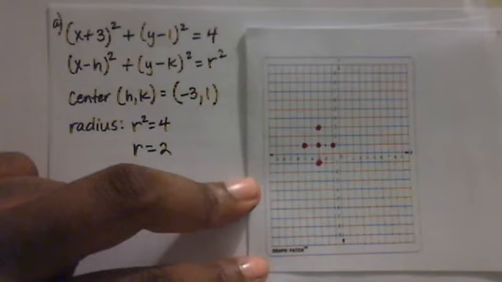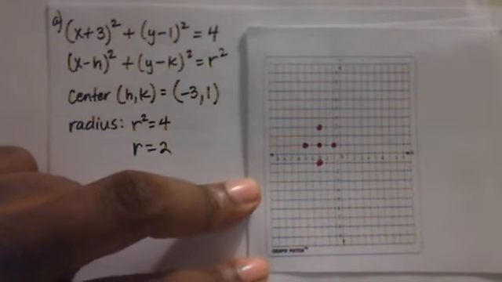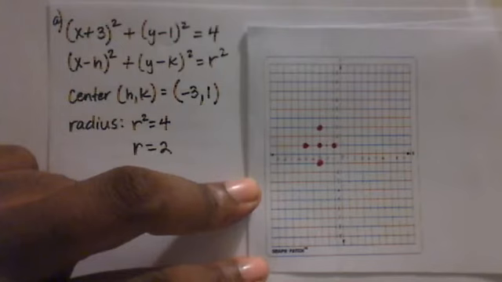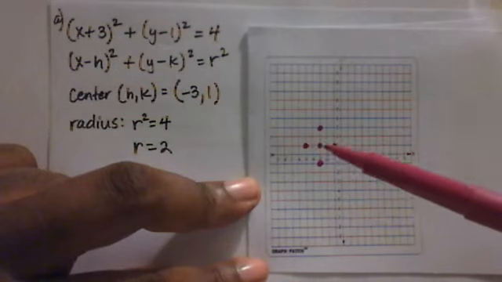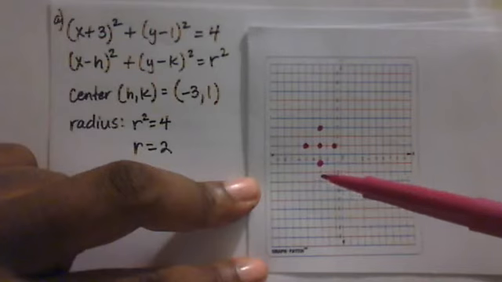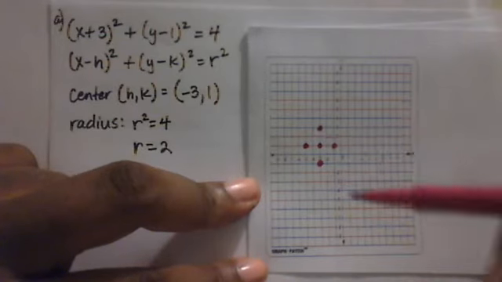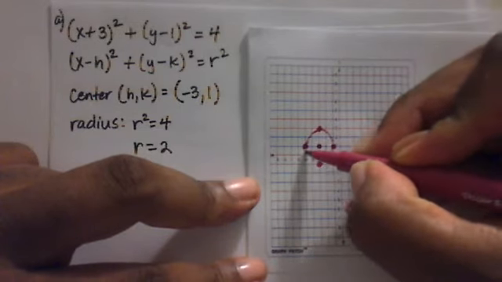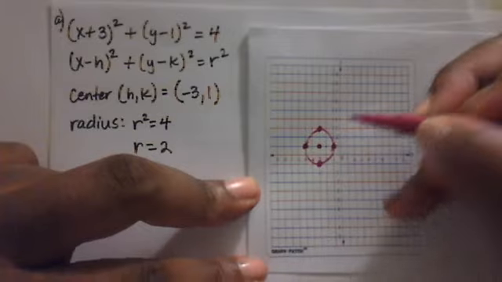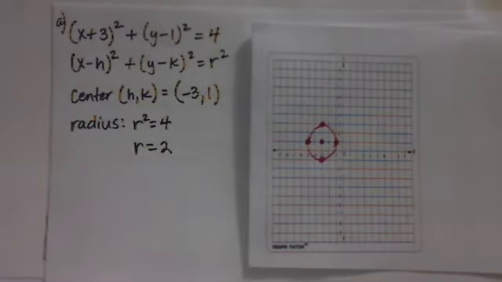So to get those 4 points, you go to the right, to the left, up, and down, whatever the number of places is for your radius. So here, the radius is 2, so I had to go 2 to the right, 2 to the left, up 2, down 2. Now I use those 4 points to draw the circle. So here, this is the graph of that circle in standard form, x plus 3 quantity squared plus y minus 1 quantity squared equals 4.